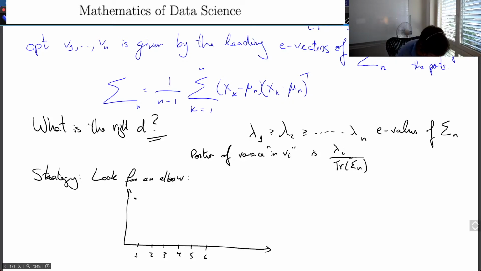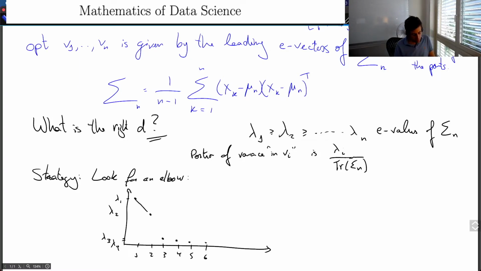And maybe we see lambda 1 is all the way here. And maybe lambda 2 is all the way here, and lambda 3 is all the way here. And maybe lambda 4 then is here, and so on and so forth.